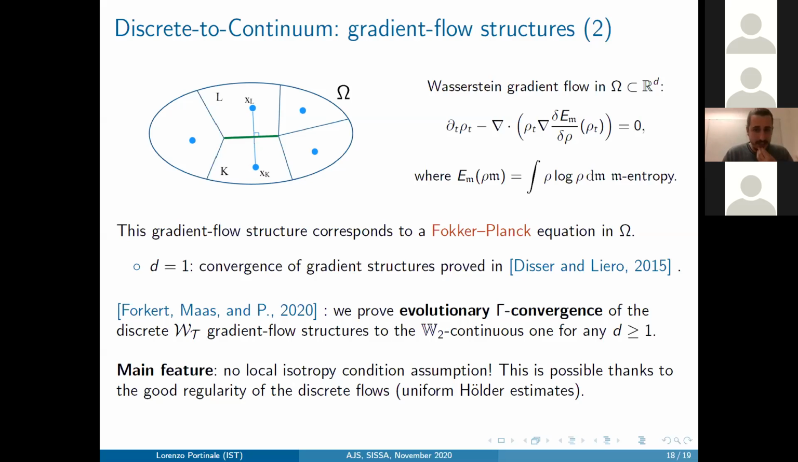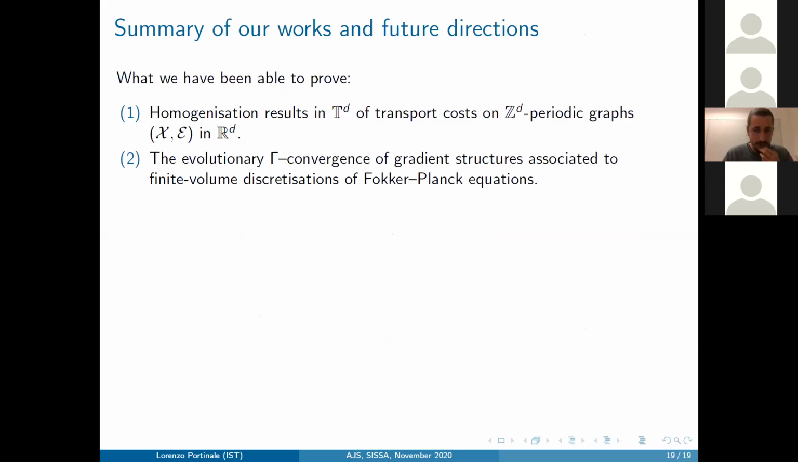Okay, that's essentially everything. So just to sum up, the two things I hope I gave you an intuition of what we were trying to do here are essentially two pictures. One is the results at the level of the transport cost, these homogenization results for transport costs, and more specifically about the optimal transportation distances, and also these evolutionary gamma convergence results for the discretization of Fokker-Planck equations.